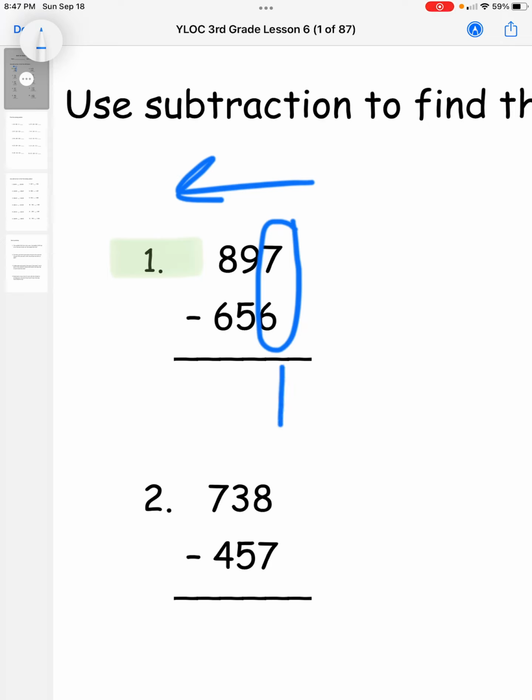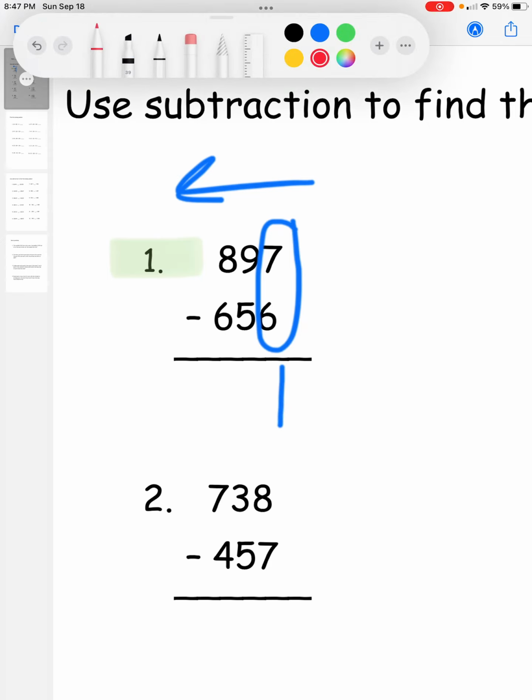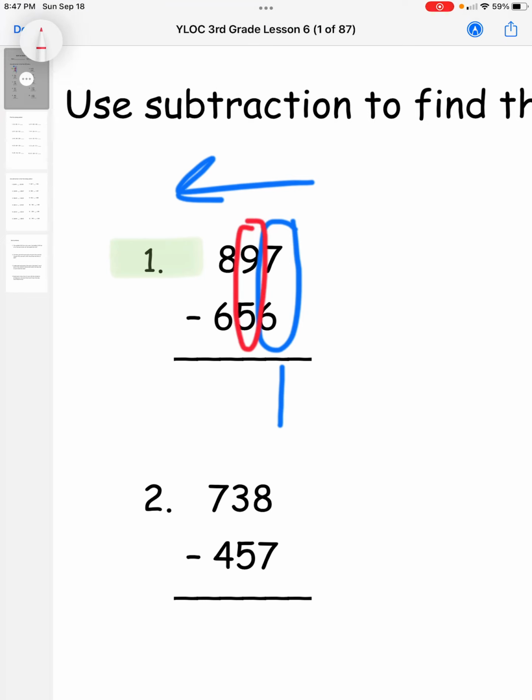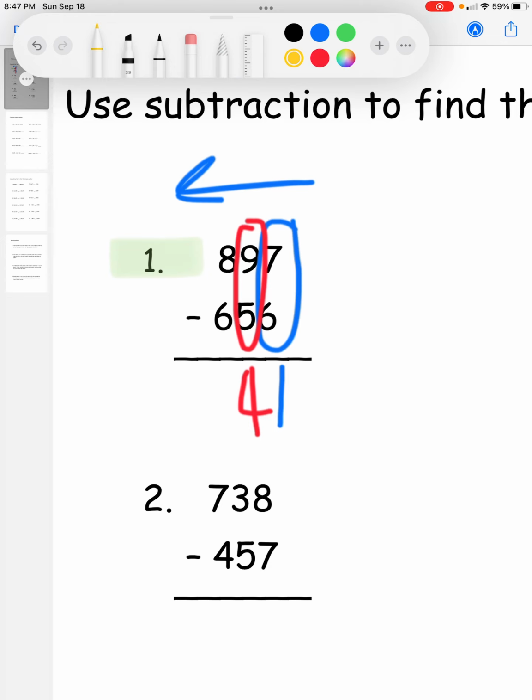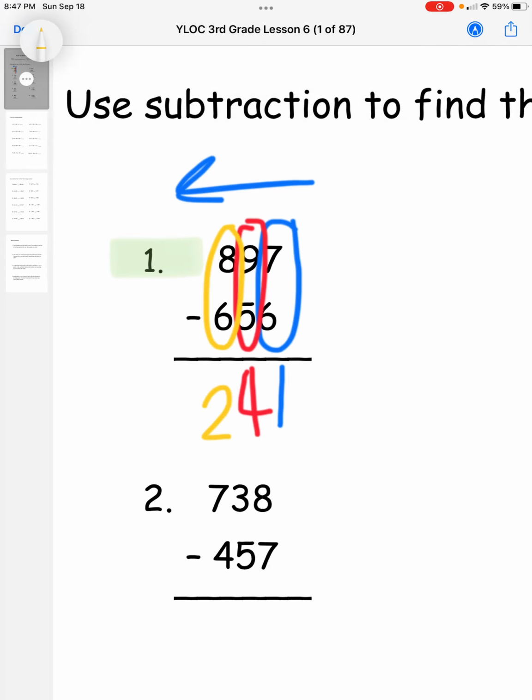7 minus 6 equals 1. Go to the next set. 9 minus 5 equals 4. Then 8 minus 6 equals 2. Simple. Get 241.